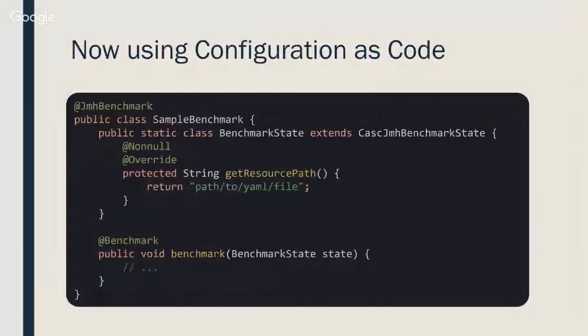When we use Configuration as Code, we just need to do the same thing, except we extend the ConfigurationAsCodeJmhBenchmarkState. To give the path to the YAML file, we just need to override this method, and Jenkins is configured automatically. The setup and teardown methods are still available. The only thing you'll have to take care of now is to call the super method first.